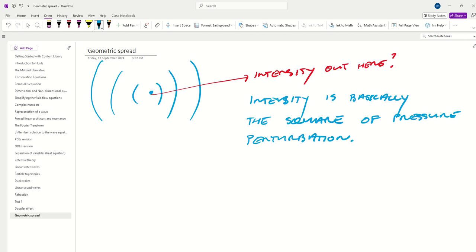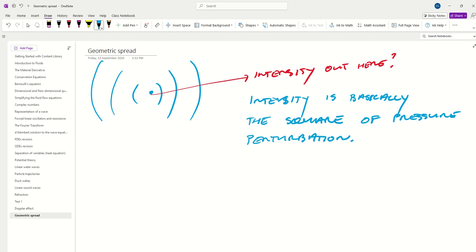Namely, that the pressure perturbation squared divided by something to do with the impedance is the intensity, right? So all we've got to remember out of this is this idea that the intensity is essentially the square of the pressure perturbation, right? And then we've got to remember that the perturbation is small on a background pressure, etc. We know all of that.